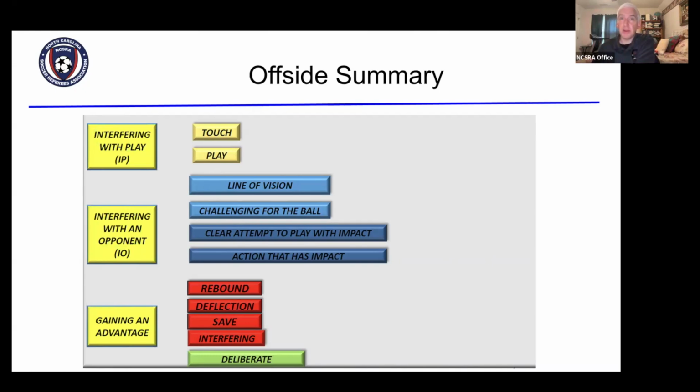So a player can be in an offside position and not be offside. If a player's in an offside position when the ball's last intentionally played by his teammate and does one of these three things, then he's offside.